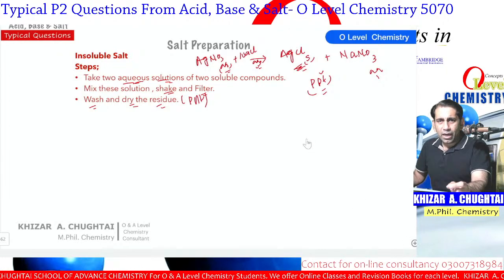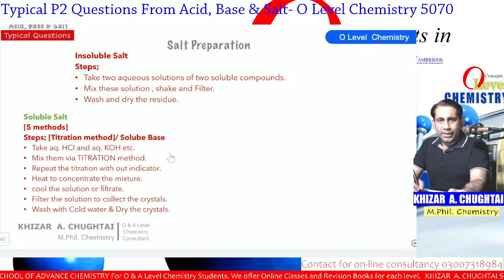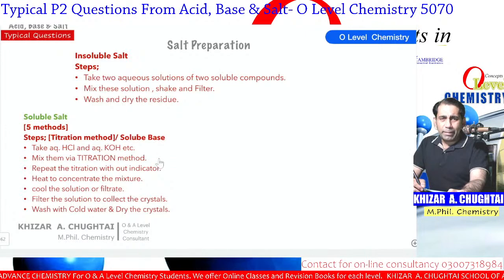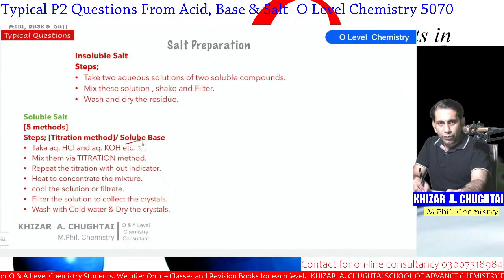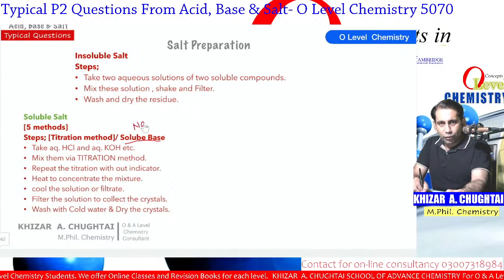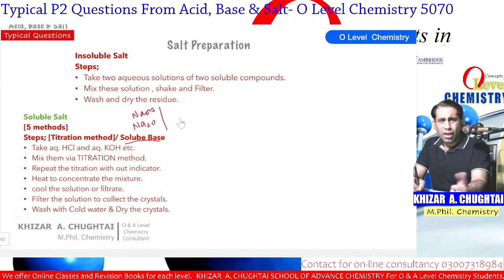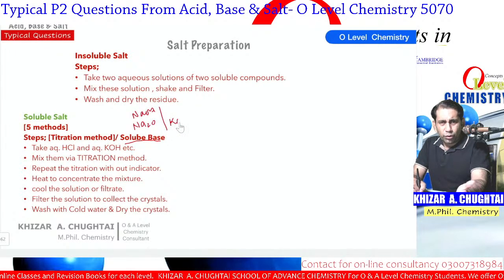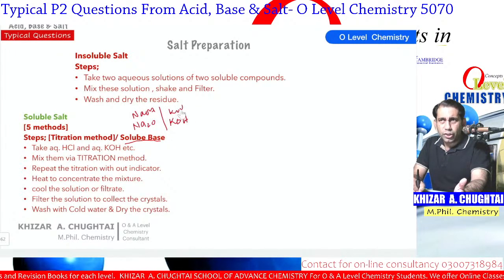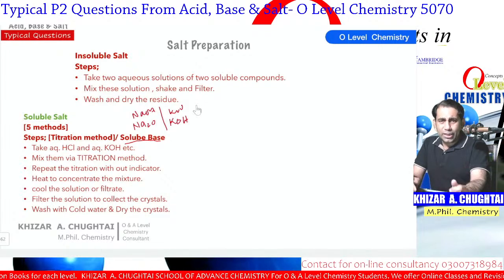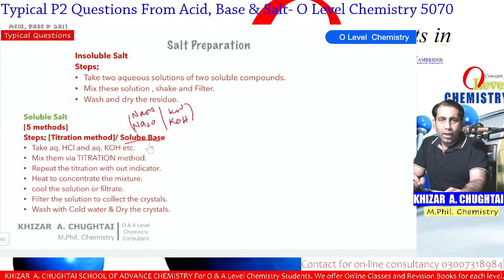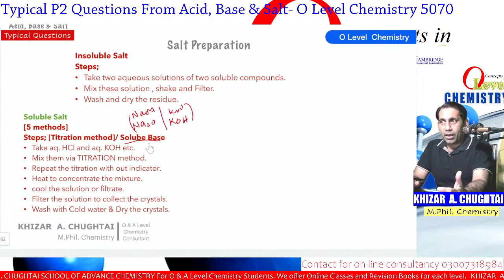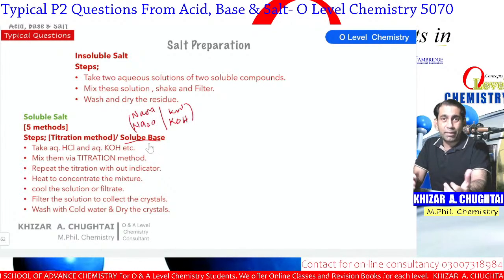The next one is how to make soluble salt. There are basically 5 methods. The typical method is over here, when you are using a soluble base, like if you are using Na2O, if you are using NaOH, and same is the case if you are using KOH or K2O and so on. So these are said to be the soluble bases. Whenever you are going to use them, it's up to the question, the demand of the question.